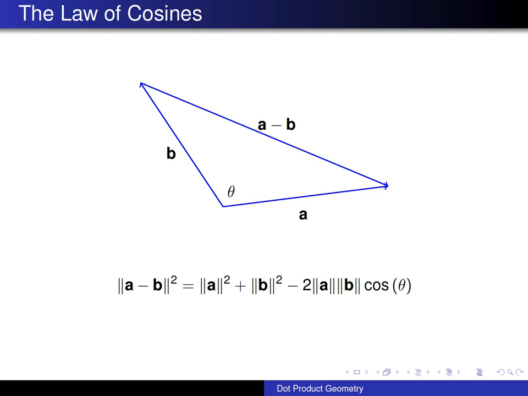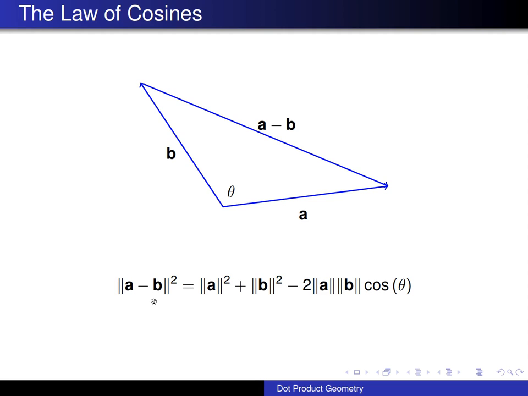Now we're going to bring up something from trigonometry called the law of cosines. The law of cosines is just a generalization of the Pythagorean theorem. The Pythagorean theorem only works with the right triangle; the law of cosines works with any triangle. The angle that we've labeled theta plays the role of the right angle in the Pythagorean theorem, and hence the opposite side, the vector A minus B, plays the role of the hypotenuse.